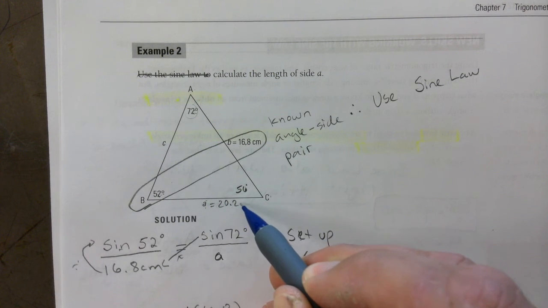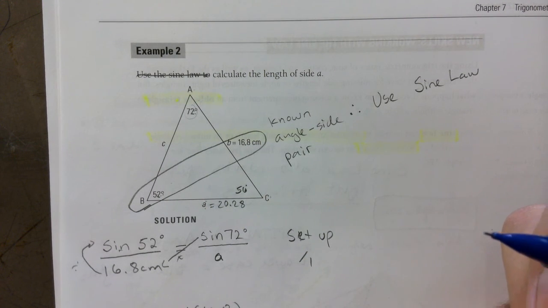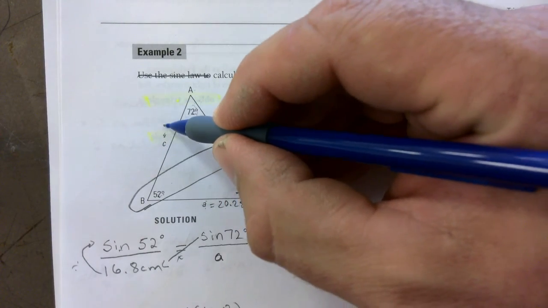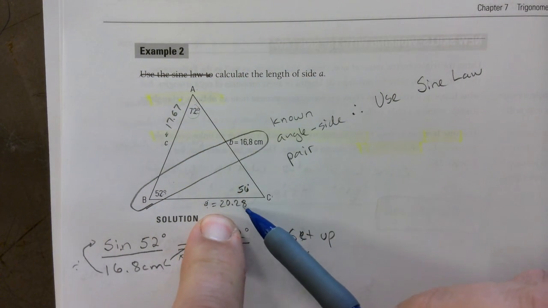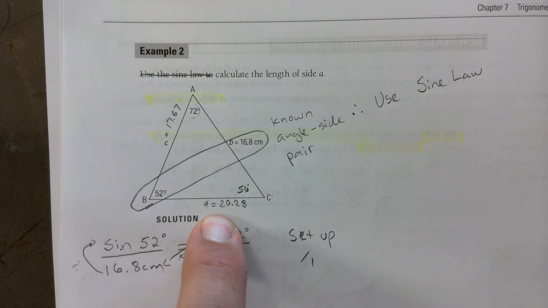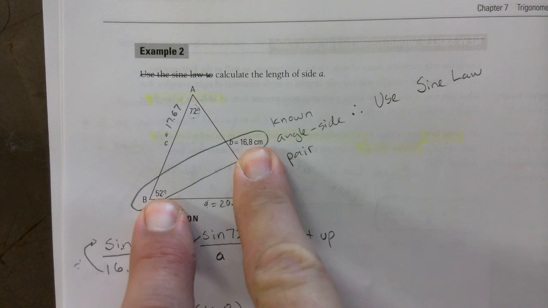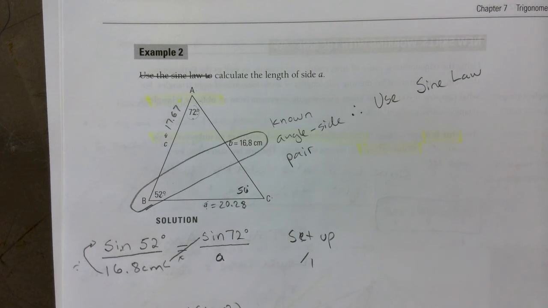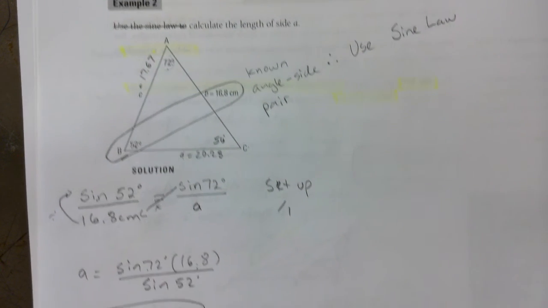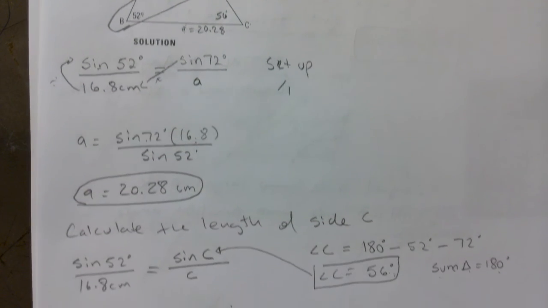It's 20.28, right? This side over here is 17.67. Is the longest side across the largest angle? The answer is yes, okay? And the shortest side is across the smallest angle, so check. Just do a quick check and then you know. And one more thing.